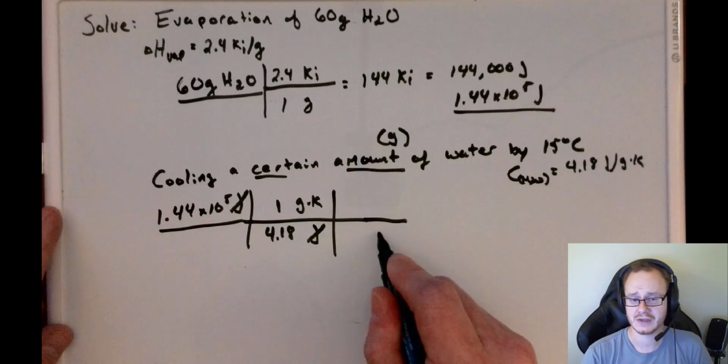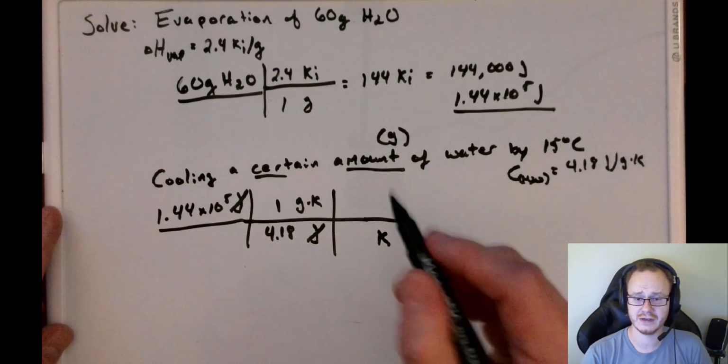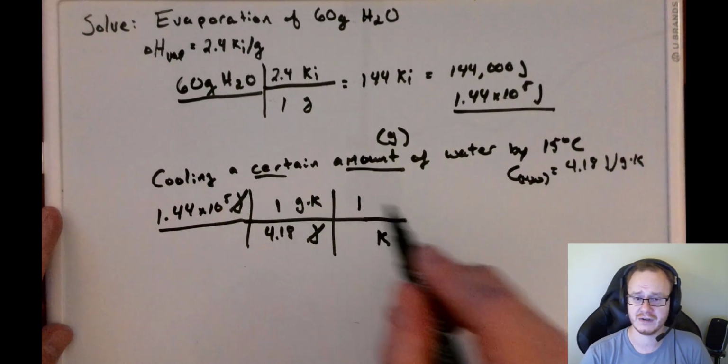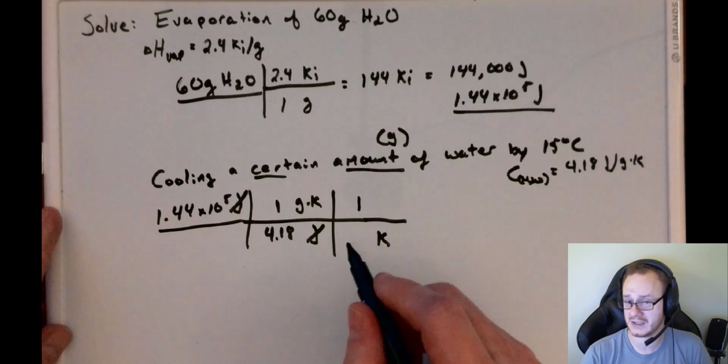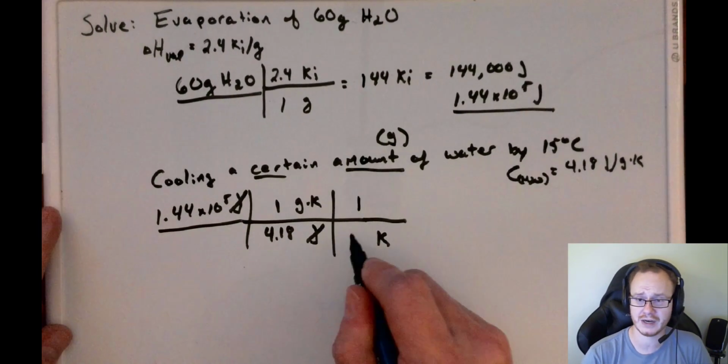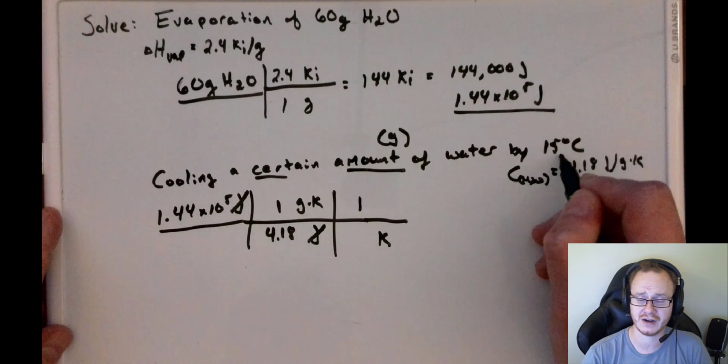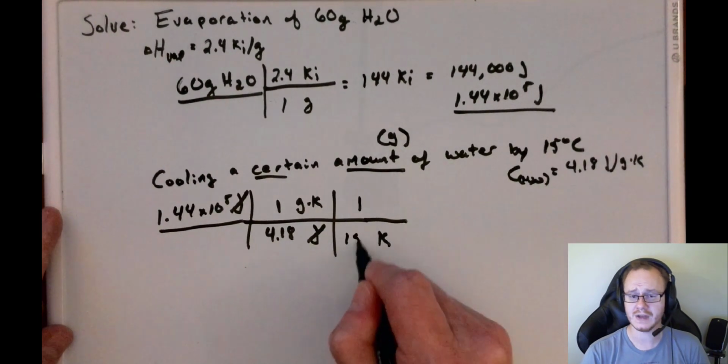My next step is to get rid of the Kelvin, because I only want grams as my final answer. So I go ahead and cancel Kelvin, and we know that a 15 degrees Celsius change is the same thing as 15 degrees Kelvin. So I can go ahead and put the temperature change right there, 15.